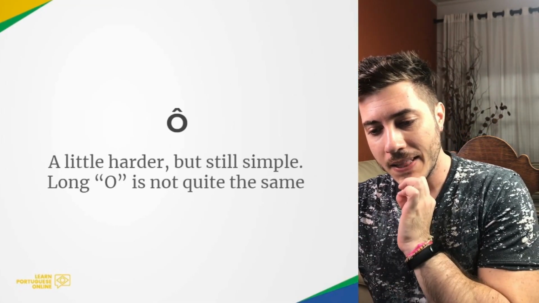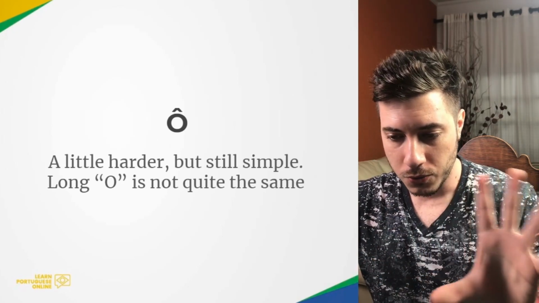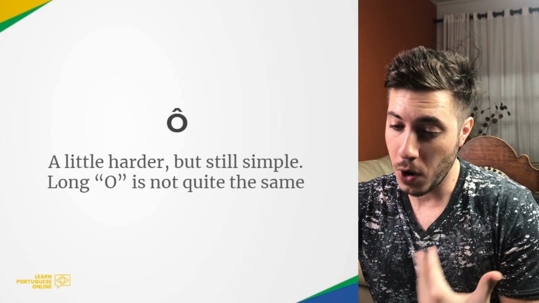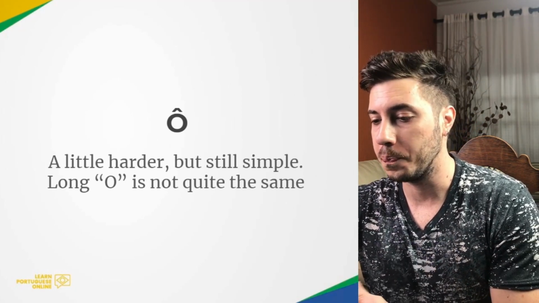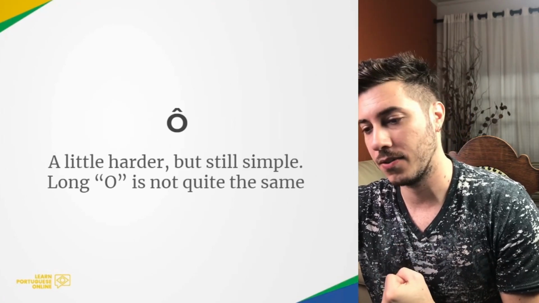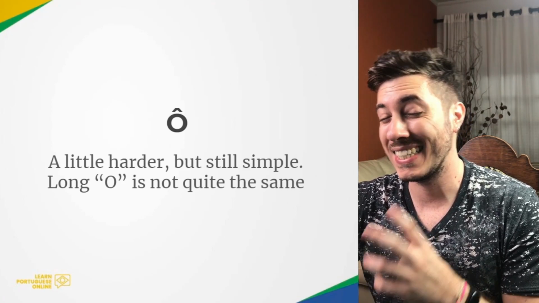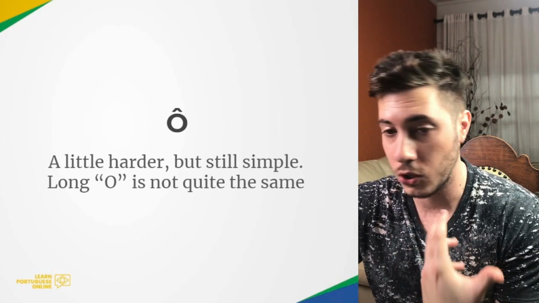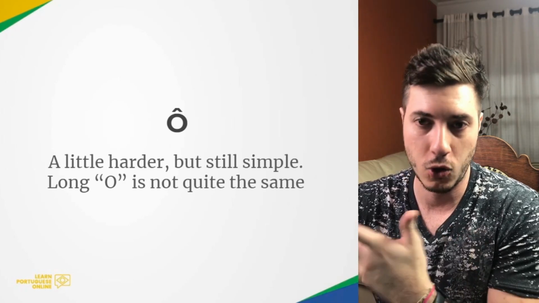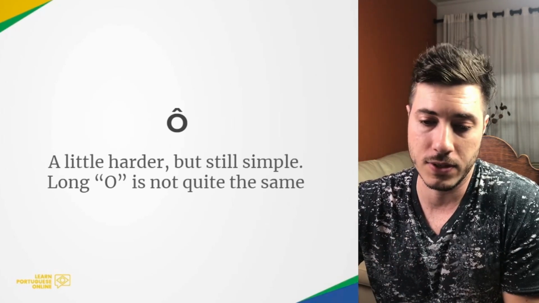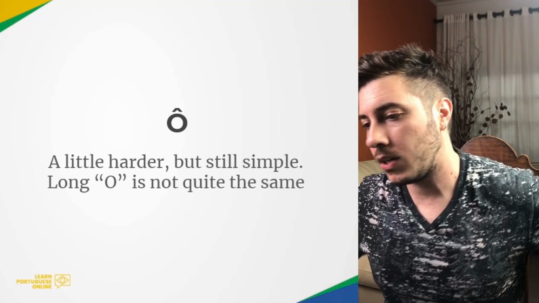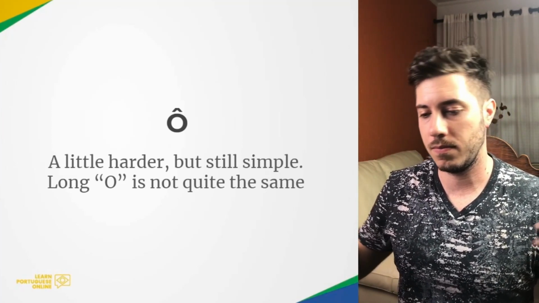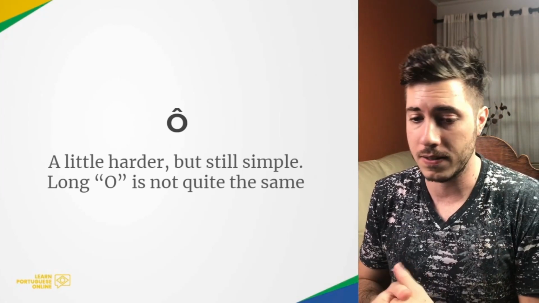Things get a little trickier when you go to the closed O sound, because it's not quite like the long O. You don't really have this sound in English. So it is not the same as pro, or hold, or go, or gold, or code, and that kind of stuff. It's different. So how can you say this if you don't have an English word that sounds similar to this? How can you learn this sound?